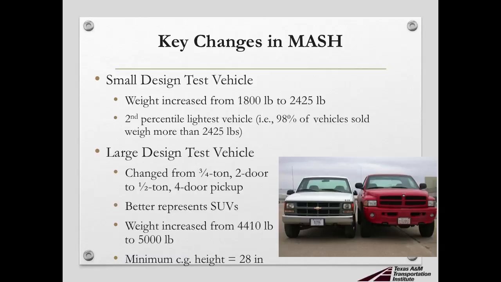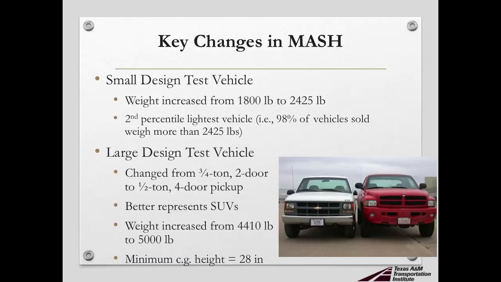Now, more significant in terms of benefits that I think we'll realize from the MASH implementation is the change in the large design test vehicle. There was a pickup truck test vehicle under Report 350, which was the predecessor to MASH. And that pickup truck vehicle was retained in MASH, but it changed in terms of its style and its weight. So before, where it was a 3/4 ton 2-door pickup, now it's a 1/2 ton 4-door pickup. So that was intended to better represent a lot of the sport utility vehicles that we have in our fleet. The weight increased from 4,400 pounds roughly to 5,000 pounds.